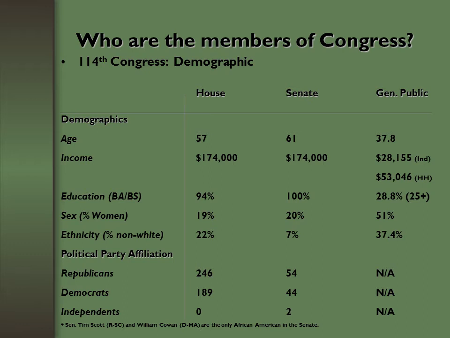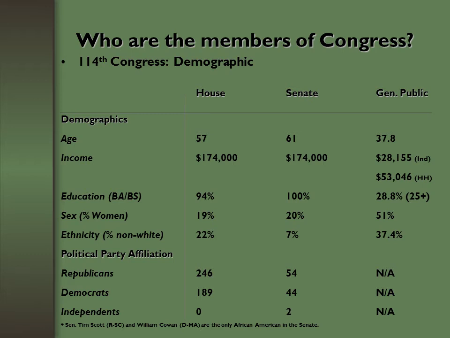If you look at the breakdown in terms of gender, the House of the 435 members has 19% women, 20% in the Senate. Easy to do math in the Senate. There are 20 women in the Senate, and that is a record high for the chamber. So one out of every 5 senators is a woman. Generally speaking, the population is roughly about 51% women.